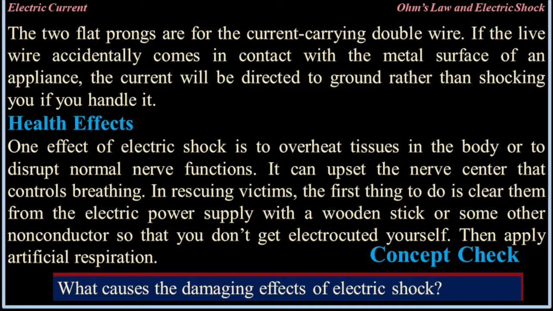Health effects. One effect of electric shock is to overheat tissue in the body or to disrupt normal nerve functions. It can upset the nerve center that controls breathing. In rescuing victims, the first thing to do is clear them from the electric power supply with a wooden stick or some other non-conductor so that you don't get electrocuted yourself. Then apply artificial respiration. Concept check: What causes the damaging effects of electric shock?